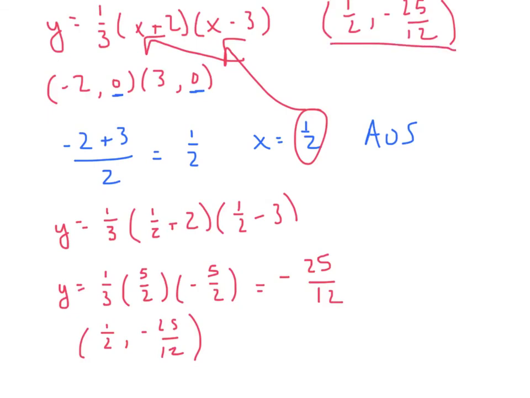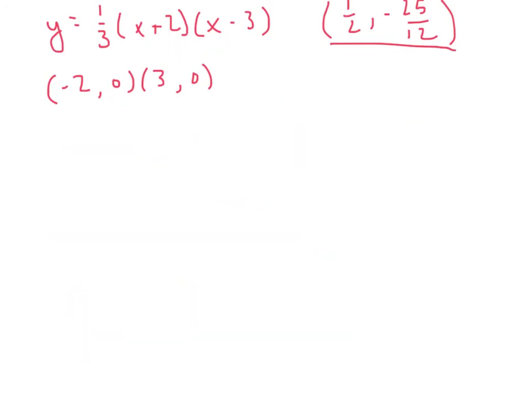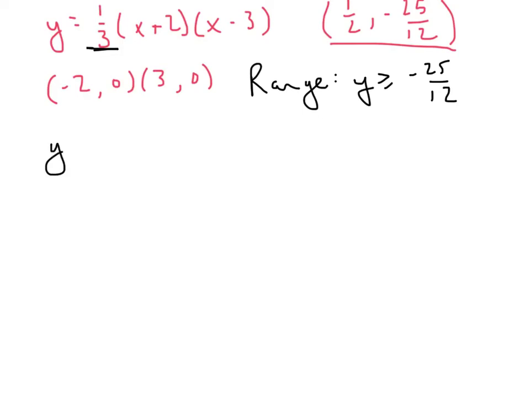Alright, so I've written my vertex up at the top of the screen here so I can erase and give myself some more room to work. Okay, now I know the coordinates of my vertex. Leading coefficient is 1/3, so I know this opens up. So my range is y is greater than or equal to negative 25/12. I can also find my y-intercept by plugging 0 in for x, so I end up with y equals 1/3 times 2 times negative 3, which is negative 2 for my y-intercept. So I've got 0, negative 2.